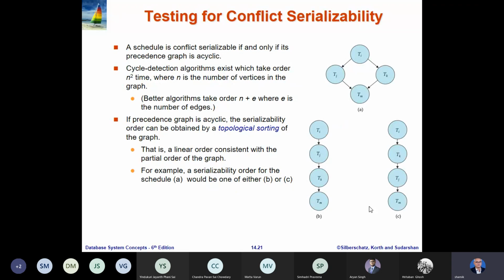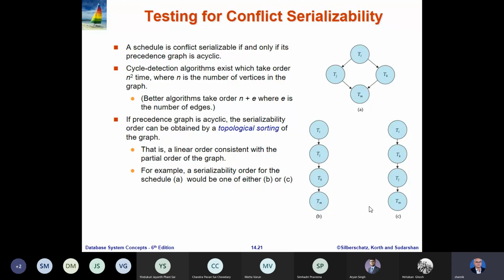Okay. So if you see the first example, Ti, Tj, Tk, Tn, we see that there is no cycle. So the schedule for which the corresponding precedence graph is acyclic will be conflict serializable. Now, if it is conflict serializable, that means it must be conflict equivalent to some serial schedule. With which serial schedule is it conflict equivalent? If you have Ti, Tj, Tk, Tn, so 4 such transactions, there could be permutations of these 4, so factorial 4 possible serial schedules.